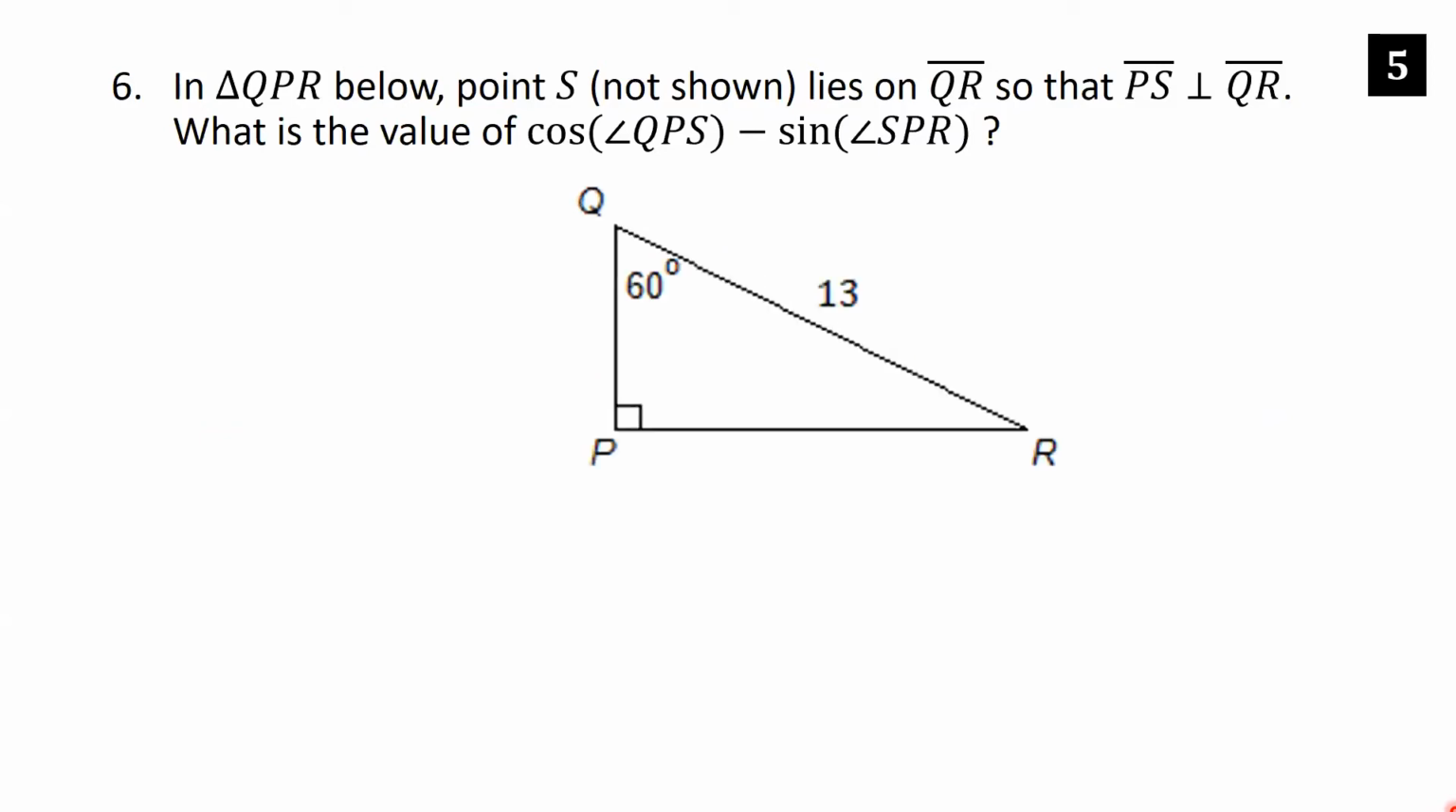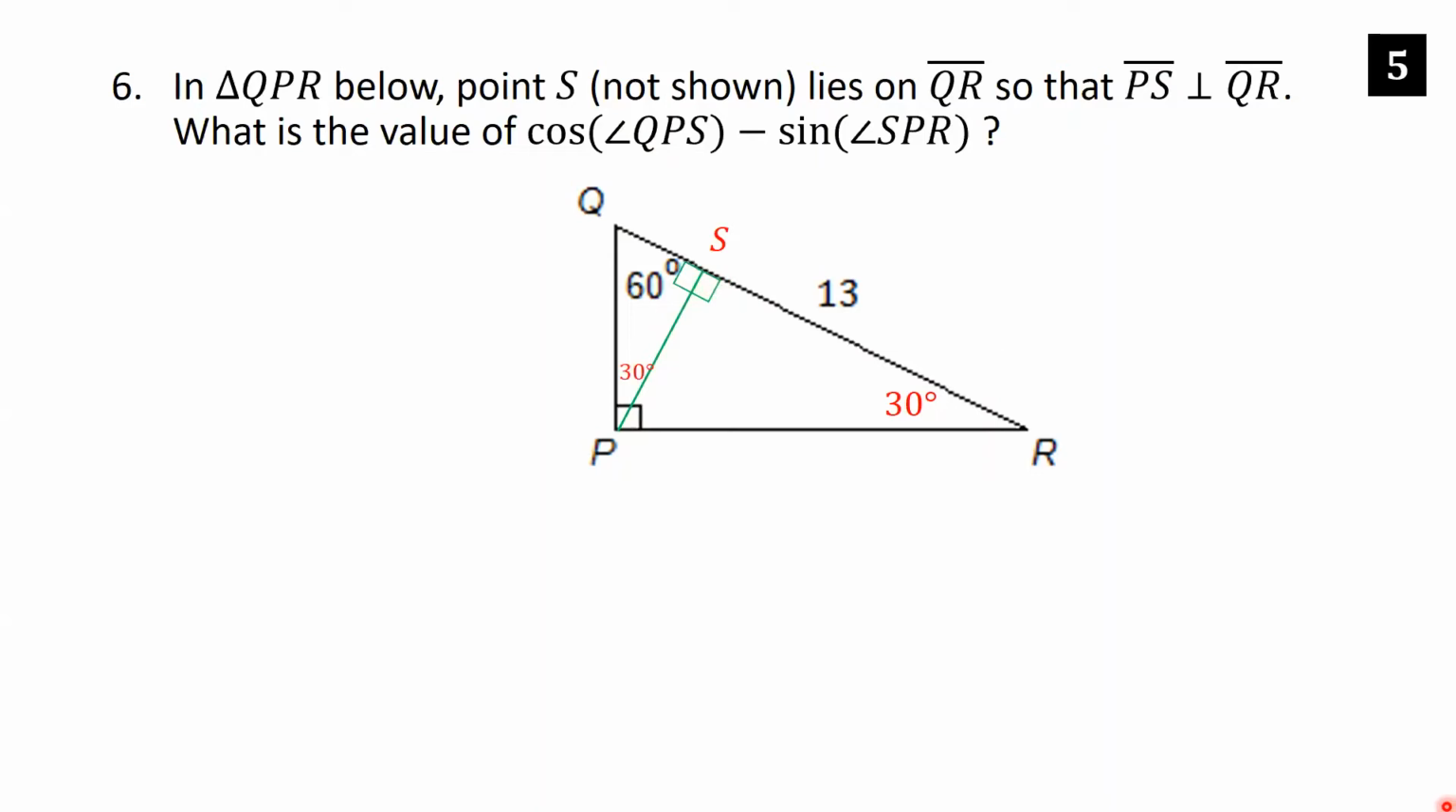So first, let's just make the triangle a little bigger, just so we can see everything clearly. And since we have a 60-degree angle and a 90-degree angle, the other angle has to be 30 degrees. It's a 30, 60, 90 triangle. And I'm going to go ahead and draw in point S as well as segment PS. So, right, it says here that point S lies on QR so that PS and QR are perpendicular. So we have to make sure that when we draw it, it forms right angles over here, like that.